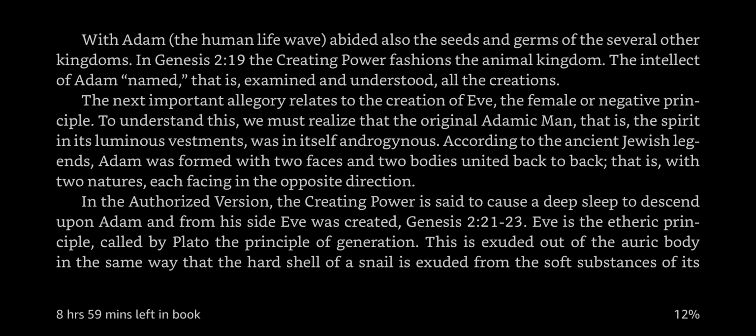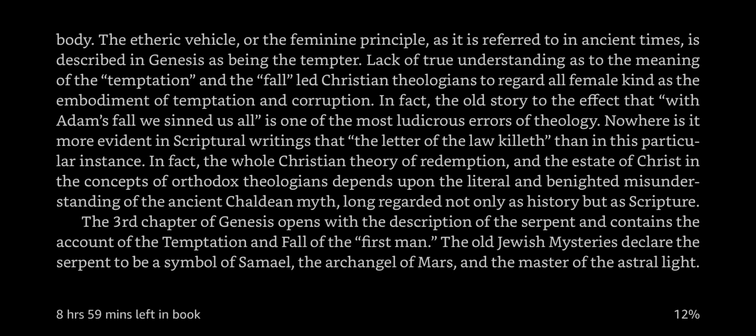Genesis 2:21 through 23. Eve is the etheric principle, called by Plato the principle of generation. This is exuded out of the auric body in the same way that the hard shell of a snail is exuded from the soft substances of its body. The etheric vehicle, or the feminine principle, as it is referred to in ancient times, is described in Genesis as being the tempter. Lack of true understanding as to the meaning of the temptation and the fall led Christian theologians to regard all female kind as the embodiment of temptation and corruption. In fact, the old story, to the effect that, "with Adam's fall we sinned us all," is one of the most ludicrous errors of theology.